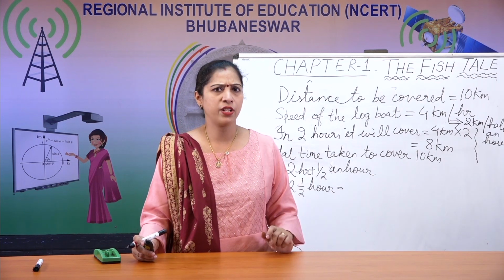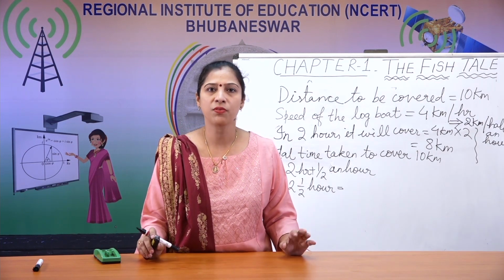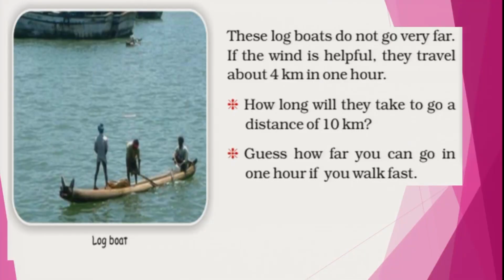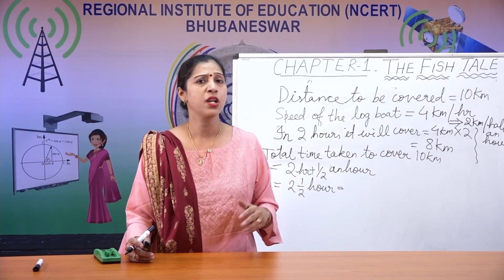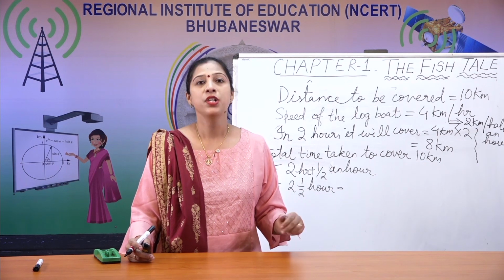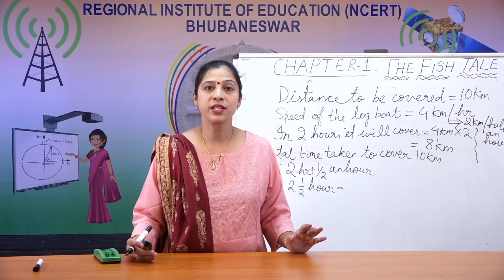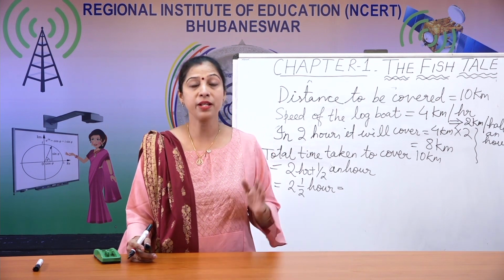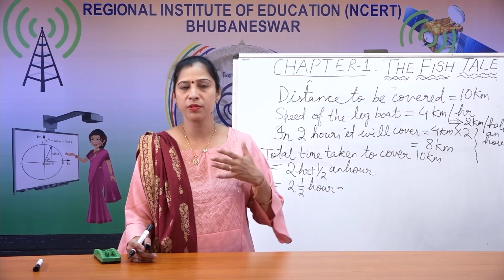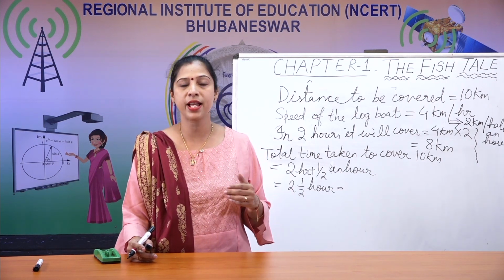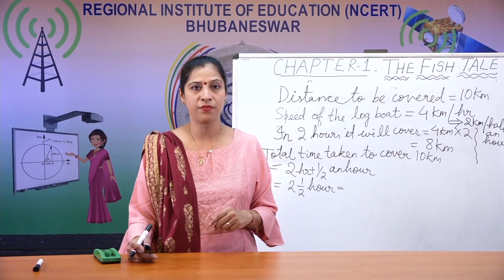How far can you go in 1 hour if you walk fast? Actually, it depends on our speed. My speed can be less than yours. So if I can cover 5 kilometers, maybe if you walk faster than me, you can cover 6 kilometers. So it depends on the person. Generally, it is not fixed. It is a variable thing. That means the person who can walk very fast can go a longer distance than the person who does not walk very fast.